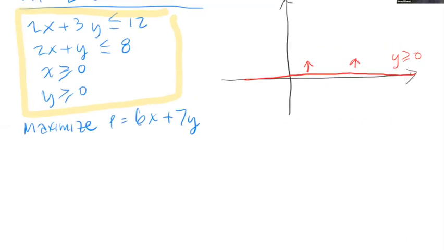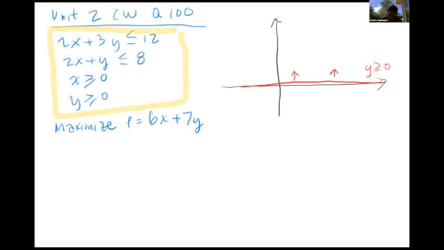Now in green, so I just did that one. Now in green, I'm going to do x is greater than or equal to 0. So that's right here. That's where x is equal to 0 and all the x's greater than or equal to 0 are in that direction. And then in blue, I'll do these two.